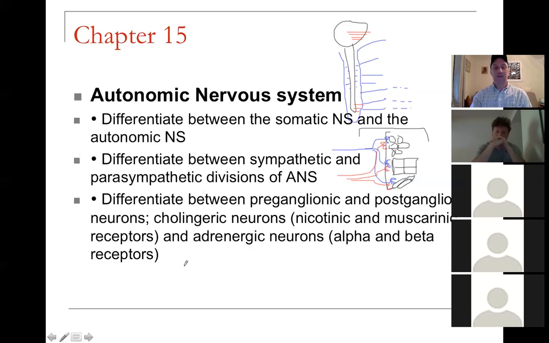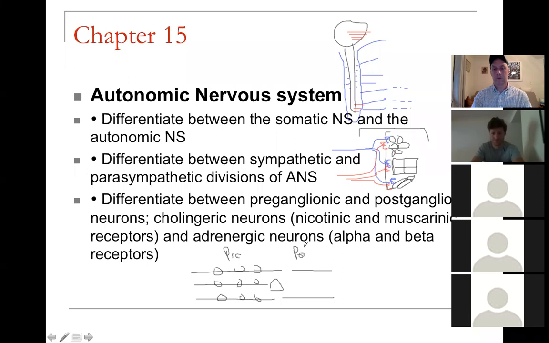Now the next part is both sympathetic and parasympathetic pieces. I'm going to switch over to no colors here, okay? Both sympathetic and parasympathetic have both a preganglionic neuron and a postganglionic neuron. So I'll put pre here, and I'll put post here, and I'll put a bracket to separate them from each other, right?